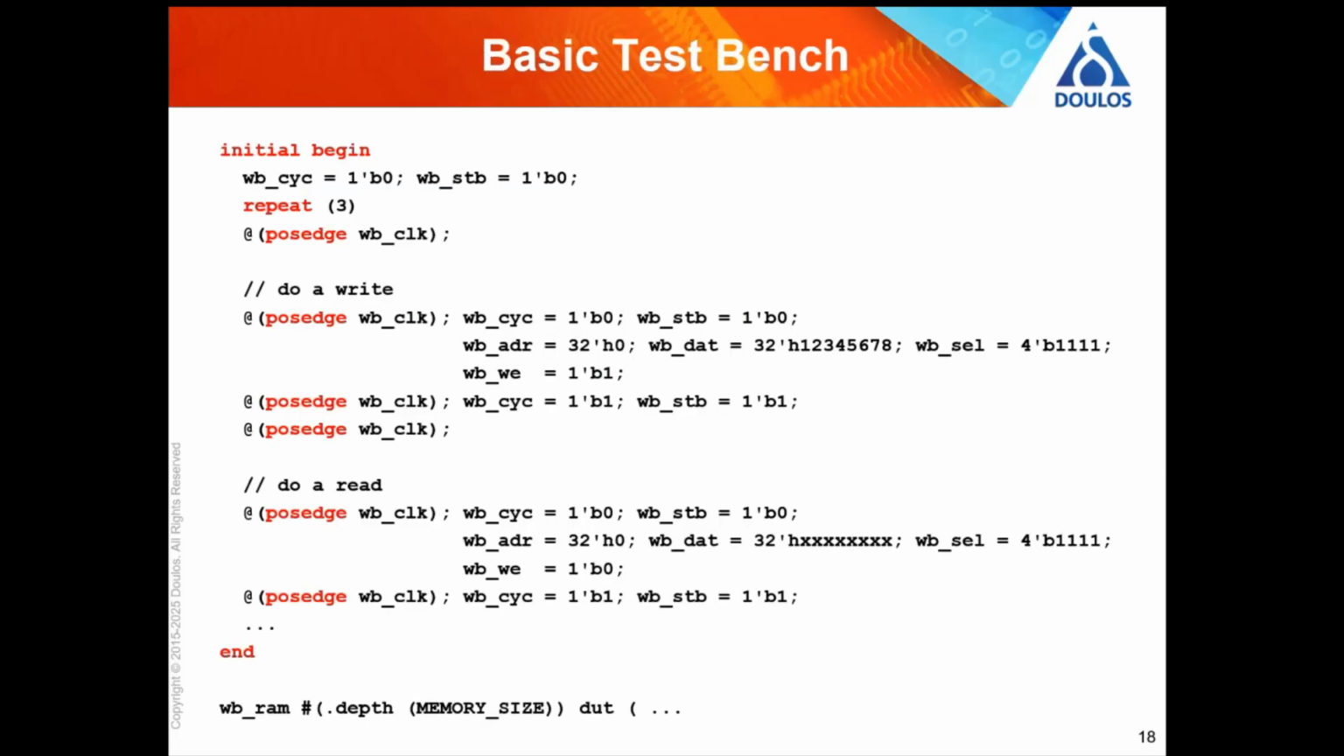So here is a basic test bench. Our design under test is at the bottom there. You can see it says WB RAM at the bottom of the slide. That's the memory that I talked about 5 minutes ago. And the rest of the test is providing some inputs to that. Now, this particular test bench is written in Verilog. I'm going to show you on the next slide exactly the same thing in VHDL.